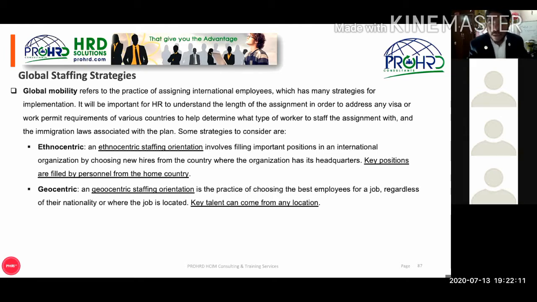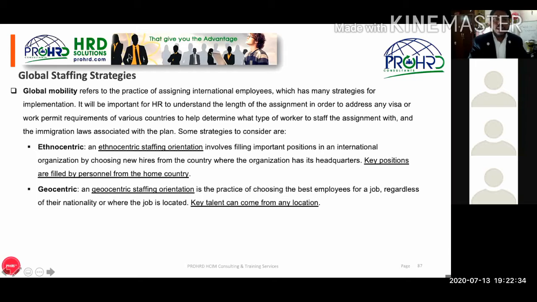For example, for your company, if there is a key position, you may take people from the UK. Key positions are filled by people from the home country. For example, companies like Ford or other multinational companies do this kind of practice.